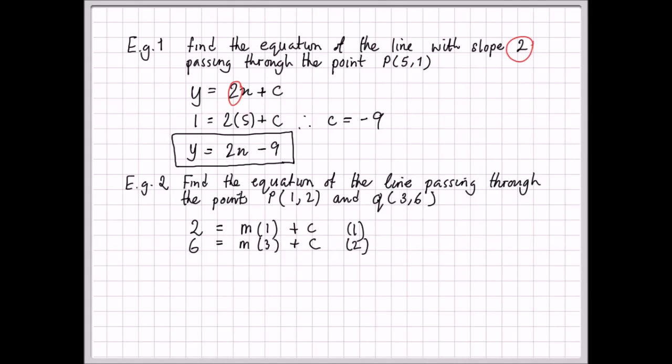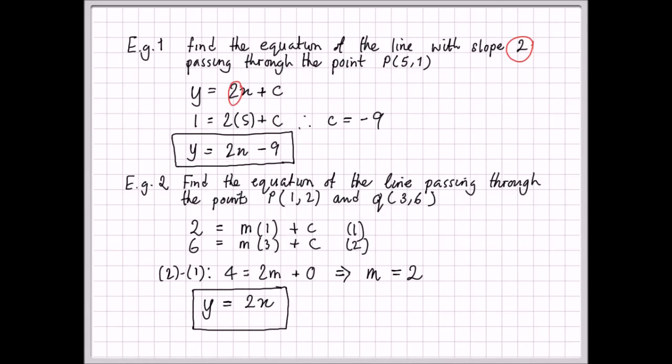We want to find the values of m and c, so we're going to solve equations 1 and 2 simultaneously. 2 minus 1, we're going to get 6 minus 2 is 4, that will equal 2m plus 0. So that's going to imply then that m is equal to 2. Knowing the value of m, it's now very easy to find c, and you should find that c is equal to 0. So we can write this equation as y equals 2x. Well, that's quite a coincidence. That's our favourite function from the previous lecture. It keeps cropping up, doesn't it?